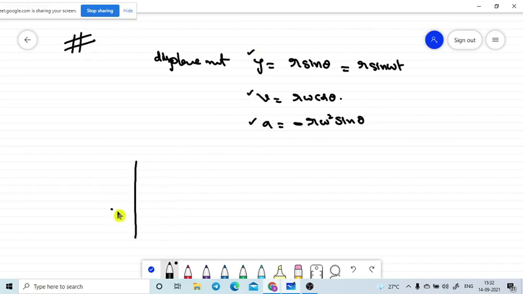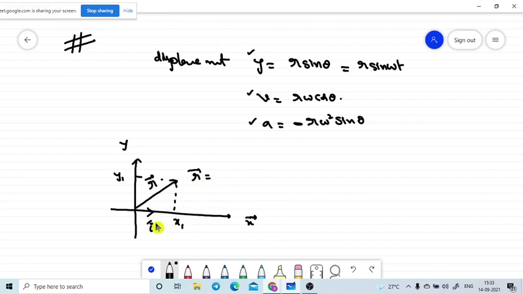We are very familiar with the location of a particle, which can be explained with the help of a vector quantity. Let's assume it is the position vector r bar. If it is a two-dimensional plane, this is the x direction and this is the y direction. If the x coordinate is x1 and the y coordinate is y1, the position vector r bar can be written with the unit vector along x direction equal to i cap and the unit vector along y direction equal to j cap.